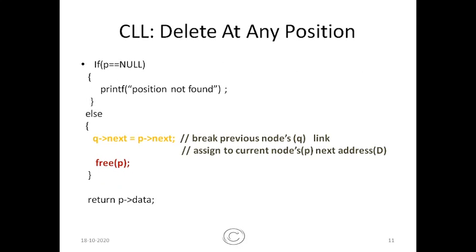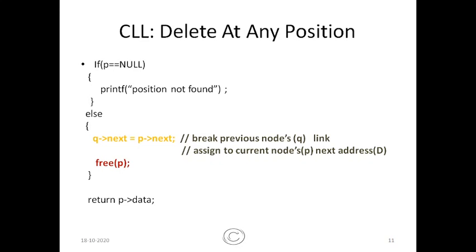Now suppose we have reached the last node and we have not found any position. So we can simply write: if P is equal to null, return null, then we can say position is not found. Otherwise, in the else block, look at these two statements. Q next is equal to P next. So Q is pointing to the previous node. Now we have seen in the diagram that is B. So that next will be D.